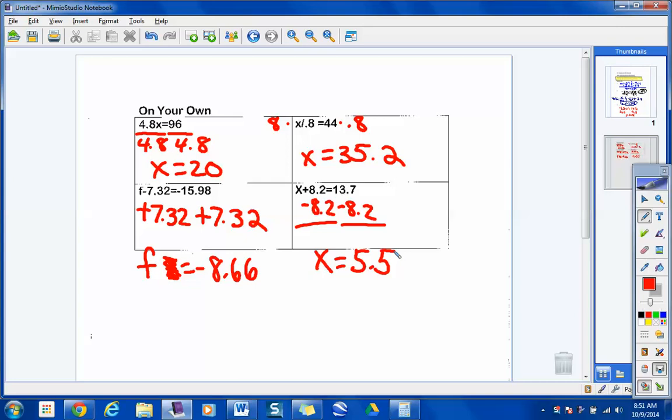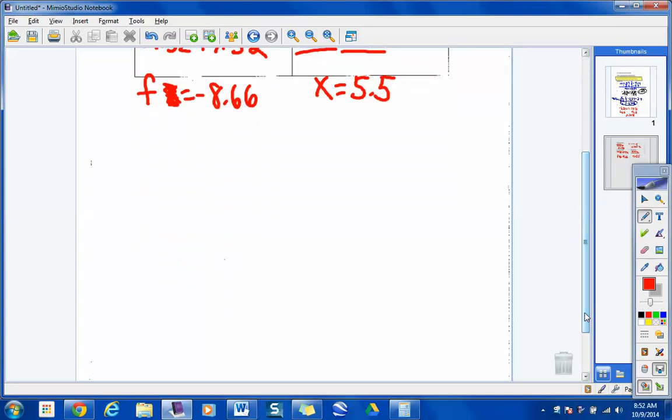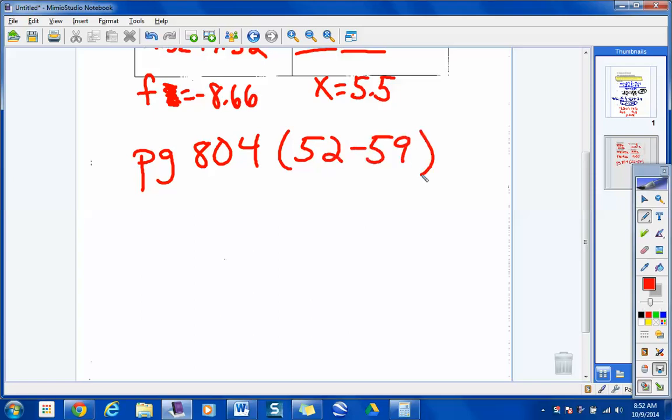All right. Short assignment. Let's make this due for Monday. I'll write this down here in a second. How about a short one today? Sound good? Page 804, I want you to do problems 52 to 59. That's it. And let's do Monday on that.